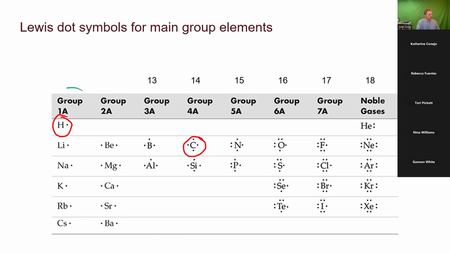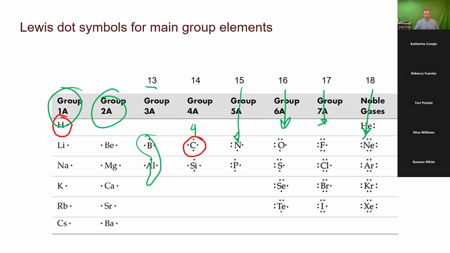Group 1, group 2. And if you remember, we skip the transition metals, and then we've got our column labeled 13, which is our group 3A. Boron and aluminum are the ones that are in there. They have 3 valence electrons. Carbon and silicon have 4, then 5, excuse me, 6, 7, and last but not least, our noble gases, all except helium, have 8 valence electrons.